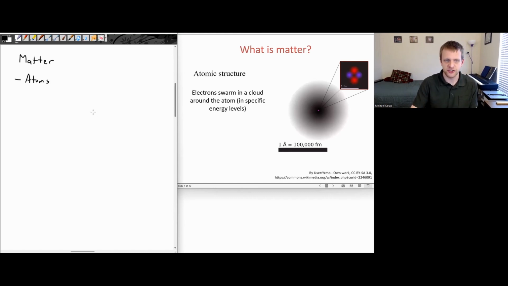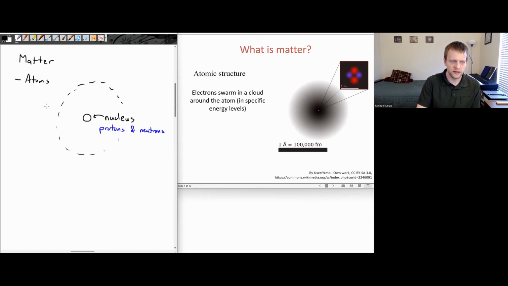And here's the basic structure of an atom. We've got a nucleus in the center, which contains particles called protons and neutrons. And around the nucleus, in different locations, that's where the electrons swarm around the nucleus. So around the nucleus, we have electrons.